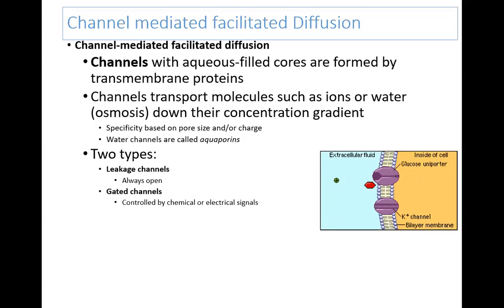And if you are a carrier protein or a channel protein, you come in two categories. You're either going to be a leakage channel, which is always open, like the potassium channel or like the aquaporin, or you're going to be a gated channel and you're going to have a gate that opens and shuts. And the gates can be chemical gates that depend on a certain chemical to land on them to open them up, or they're going to be electrical, which requires energy.